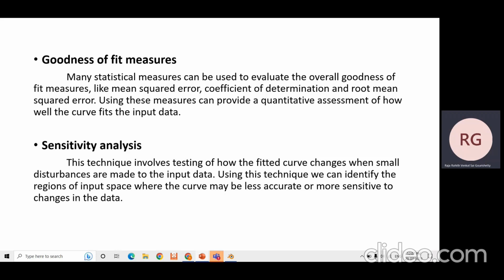In the goodness of fit measures, many statistical measures can be used to evaluate the overall goodness of the fit, like mean square error, coefficient of determination, and root mean squared error. Using these measures can provide a quantitative assessment of how well the curve fits the input data. Next, we will see sensitivity analysis. This technique involves testing how the fitted curve changes when small disturbances are made to the input data. Using this technique, we can identify the regions of input space where the curve may be less accurate or more sensitive to changes in the data.